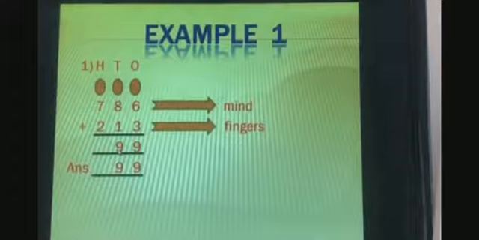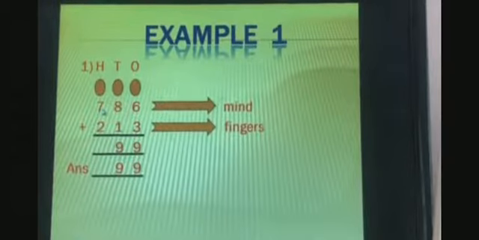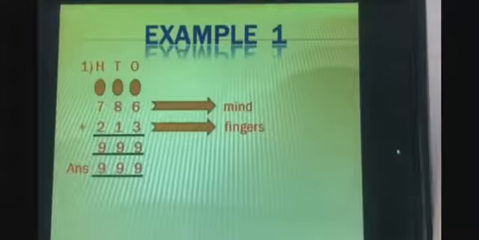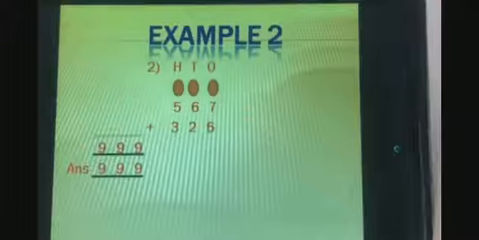Now again it's a single digit number, so we will shift to the 100 place and we will keep 7 in our mind and open 2 fingers. When we count 2 fingers after 7, again we get the answer. Is it clear now? Let's do another sum.